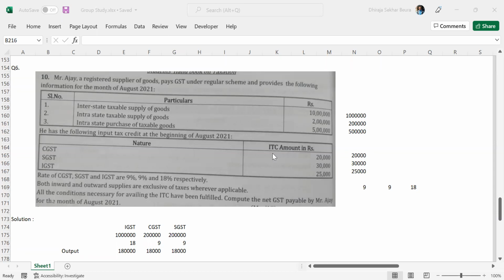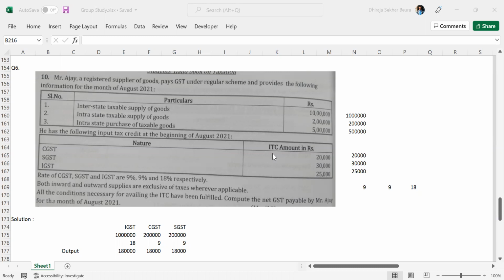Then he has the following input tax credit at the beginning of August 2021. CGST, SGST, and IGST, some amounts are given as beginning input tax credit. Now, if you notice, number 1, number 2 are supply of goods, while number 3 is purchase of goods. That means on that purchase, we would have received some input credit also. Now, rate of CGST, SGST, and IGST are provided.